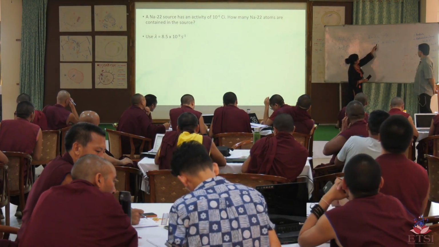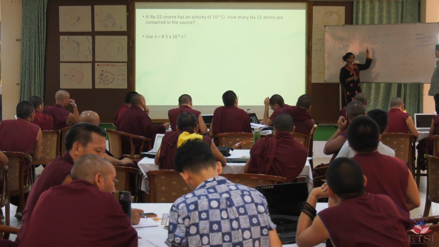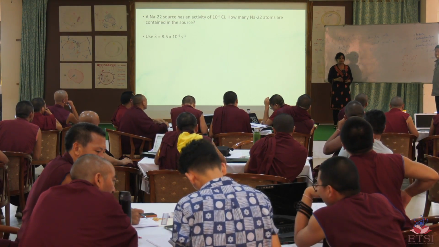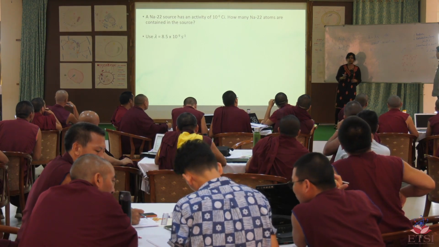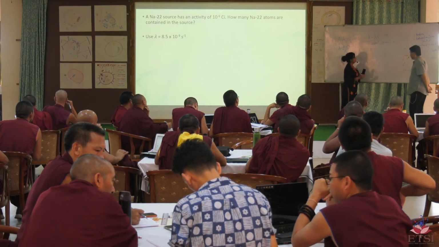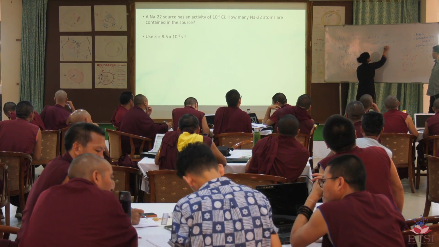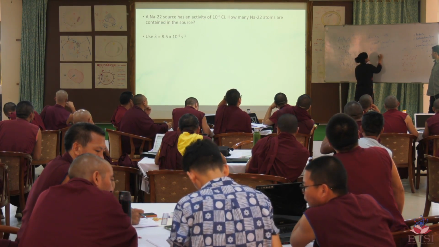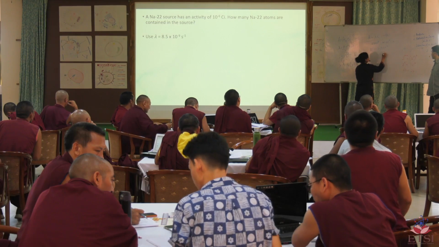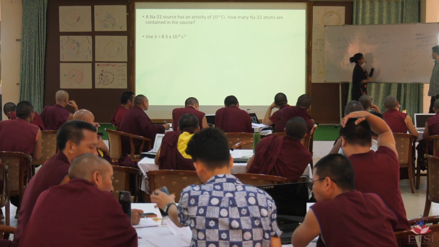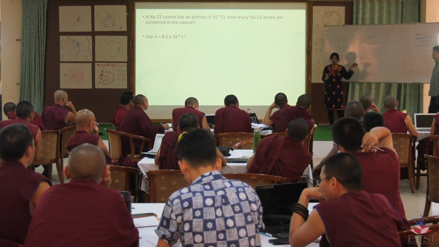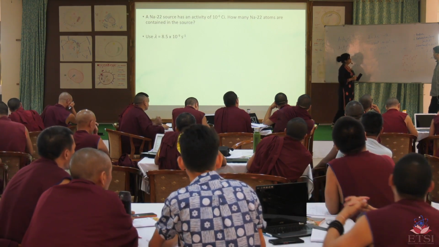Will it be this divided by this or this divided by this? 3.7 divided by 8. Is everyone getting this?